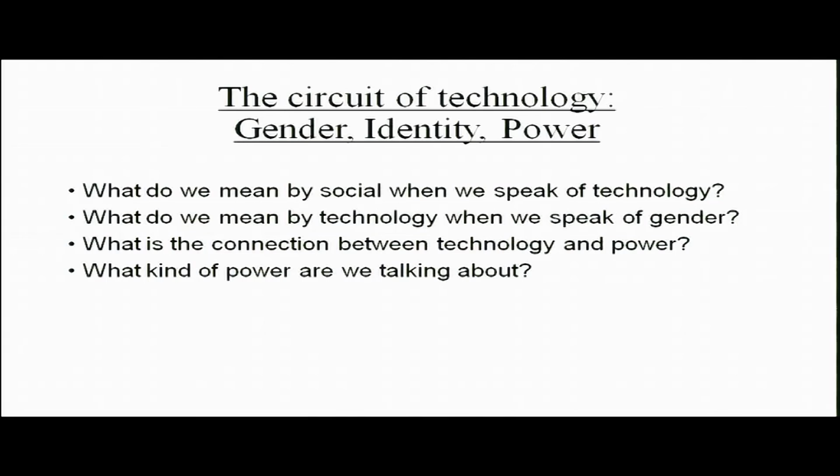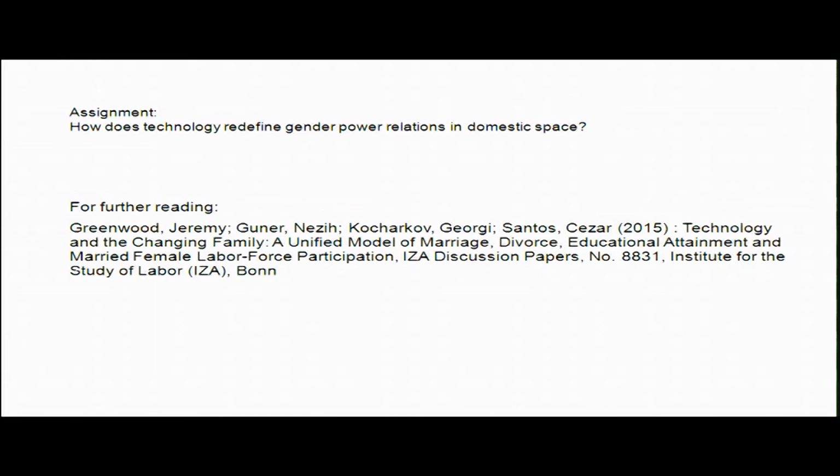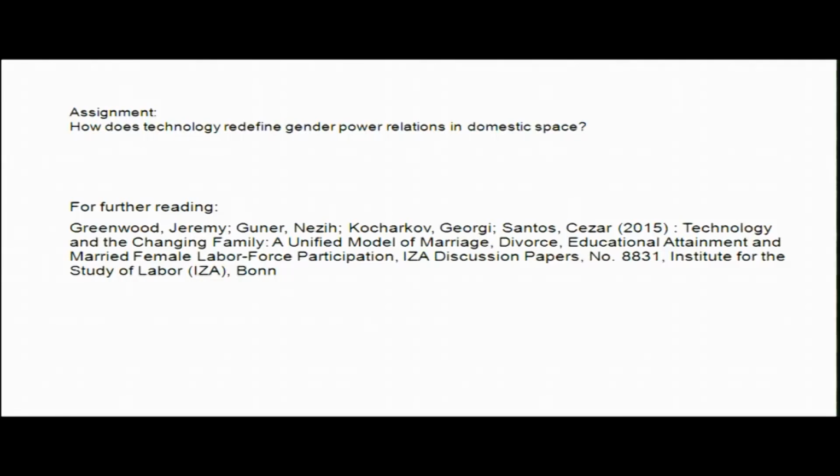So, how do gender, identity and power all pan out to form a circuit of technology that we can use to understand intimate relations such as in family and marriage? And I do want to leave you with an overall question here: how does technology redefine gender power relations in domestic space? And if you are interested to read more on this, you can look up this article, which is a very recent 2015 article by Greenwood and others.